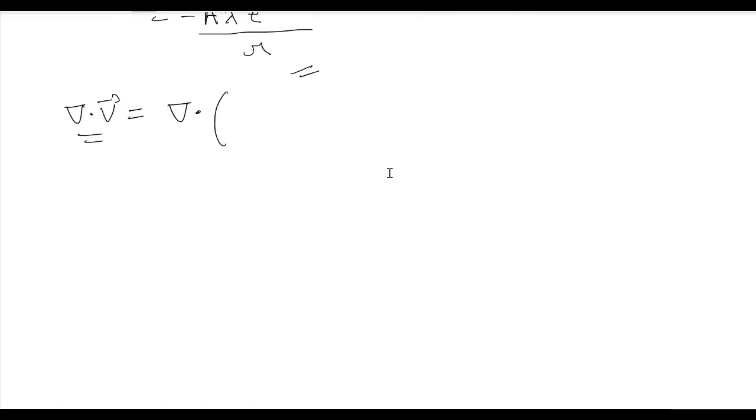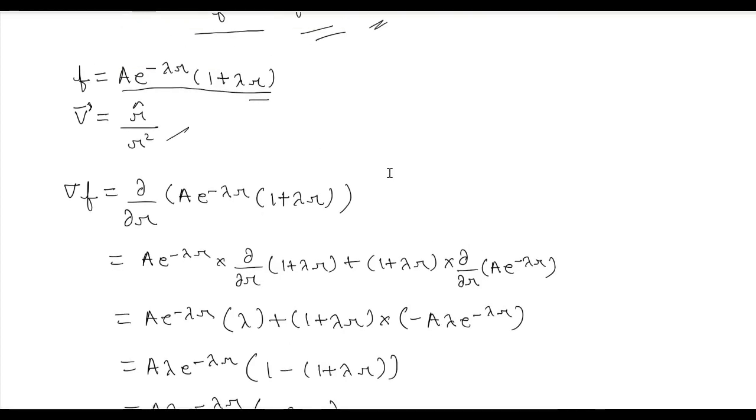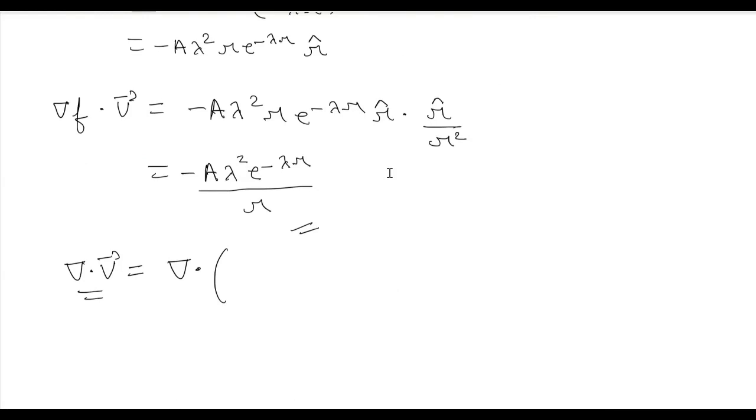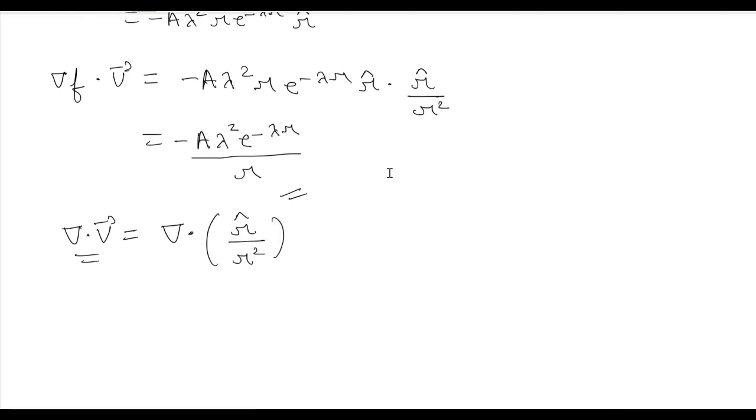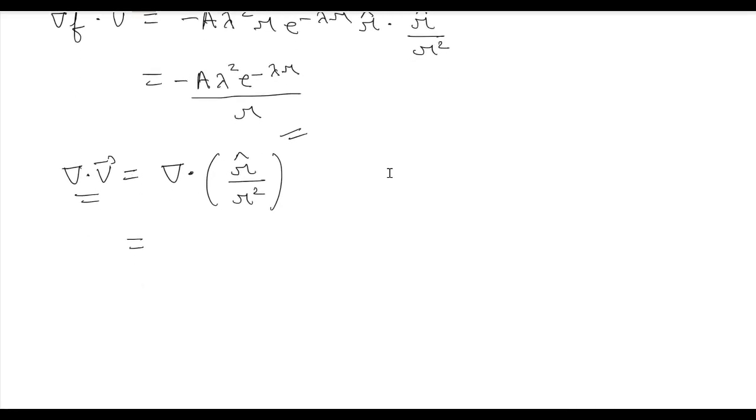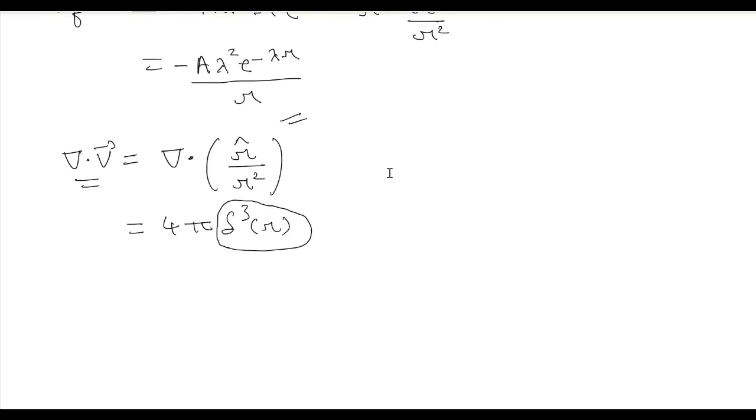Our vector function was chosen to be r hat over r squared, and the divergence of this vector function is actually 4 pi del cube of r, where this is the 3-dimensional Dirac delta function. This comes from the result known as the divergence theorem paradox in the Griffiths book, if you go through it. So this is where that result comes in.